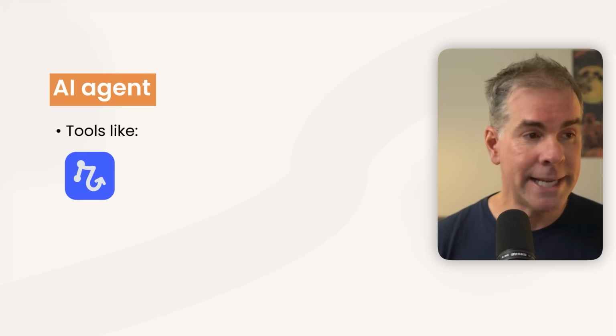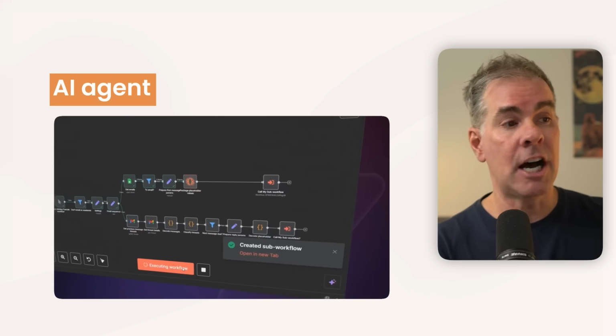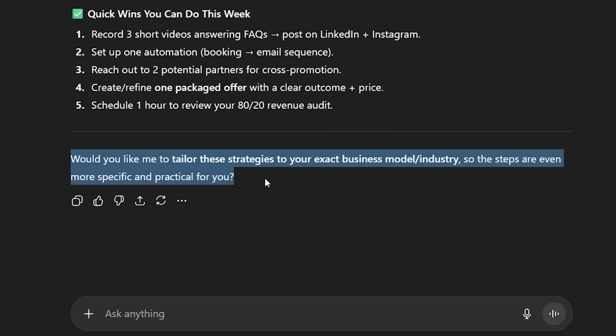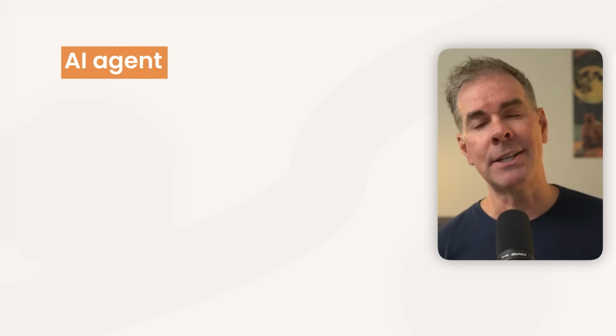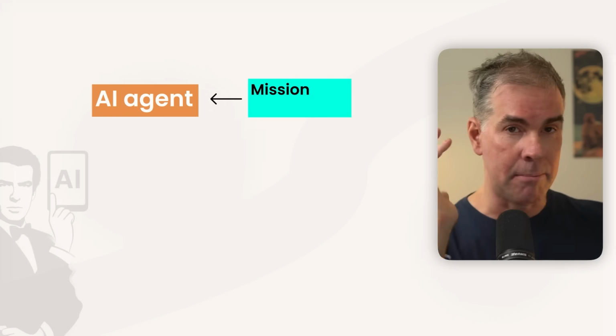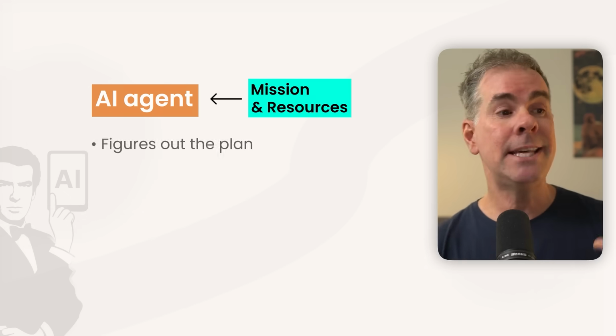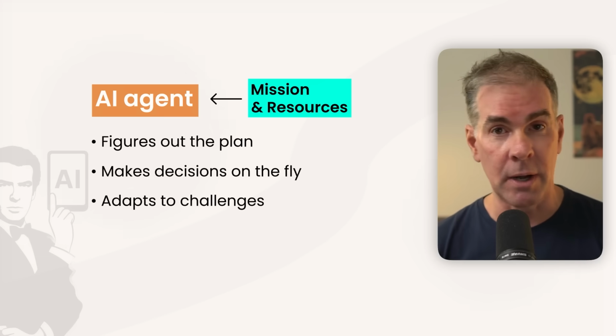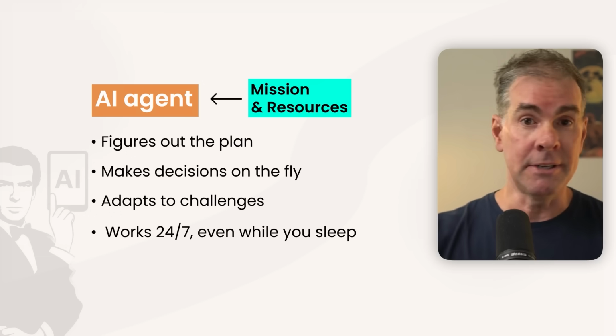But here's where it gets interesting. Agents are completely different. Tools like Relay.app, N8N, Zapier, Make, Lindy.ai, they don't necessarily wait for you to ask questions. They can operate autonomously. Think of it this way. ChatGPT is like having an intern with a PhD, mind you. You give them a task, they complete it, and then they're waiting for the next assignment, if you will. But an AI agent, that's like having James Bond on your team. You give them a mission, you give them the resources, and then they figure out how to complete it. They make the decisions, they adapt when things go wrong, and they keep working even if you're sleeping.